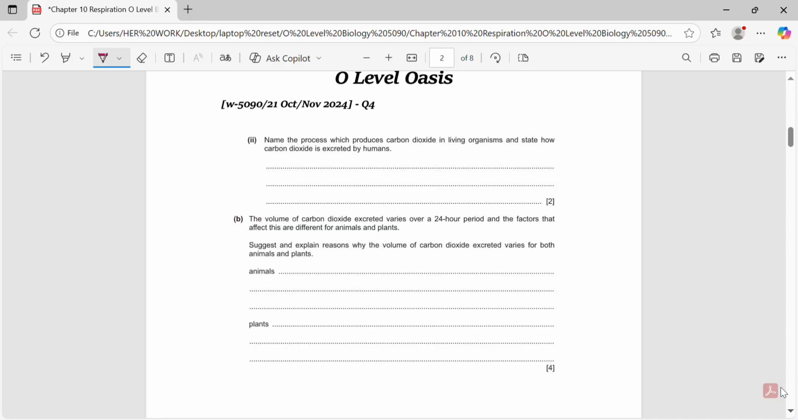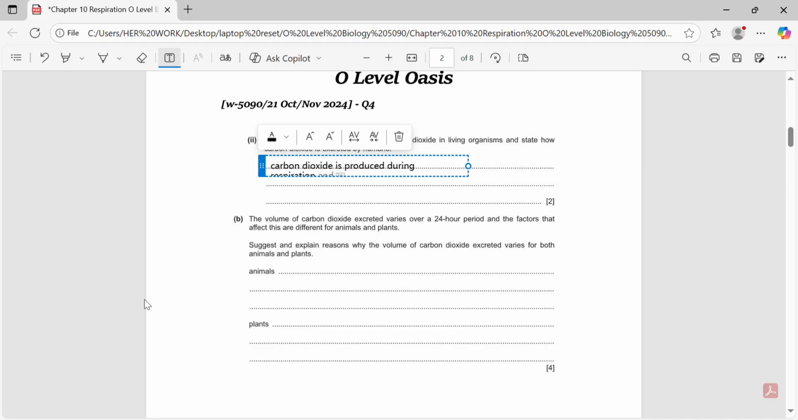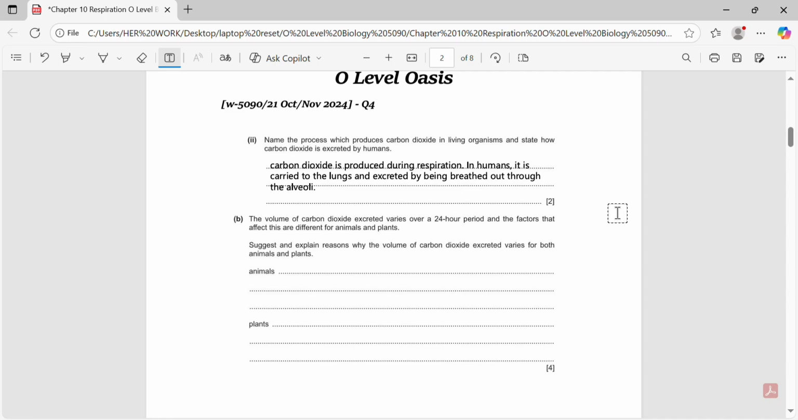Next we have this theory-based question from Paper 2. The first part asks us to name the process which produces carbon dioxide in living organisms and state how carbon dioxide is excreted by humans. So in this part, the answer goes like this. Carbon dioxide is produced during respiration. In humans, it is carried to the lungs and excreted by being breathed out through the alveoli.